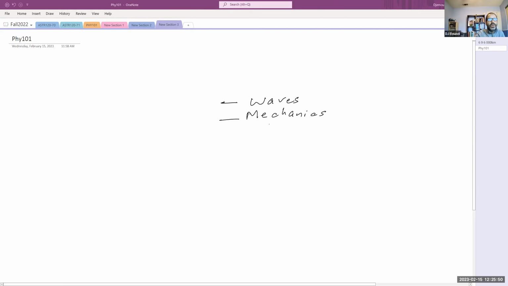So mechanics, in here, we're going to study the laws of motion. First of all, we're going to study motion itself, which is a branch of physics called kinematics, and then its laws, okay? And at some point, we're going to get into the concepts of energy and momentum. So this is basically the breakdown of the course.